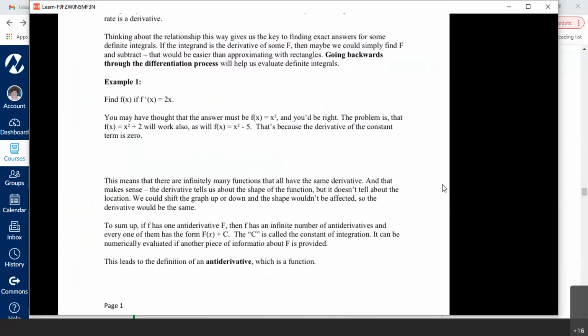So you have the rate function, and you want the total function.